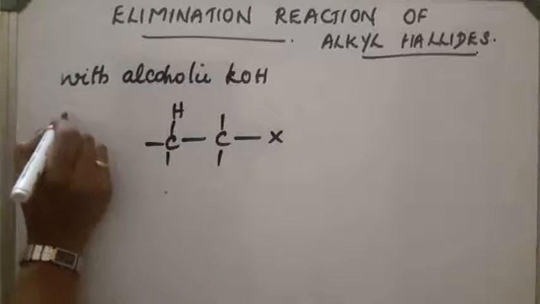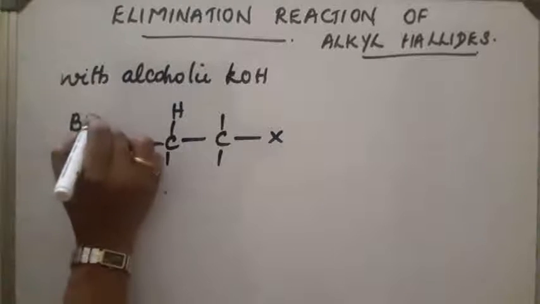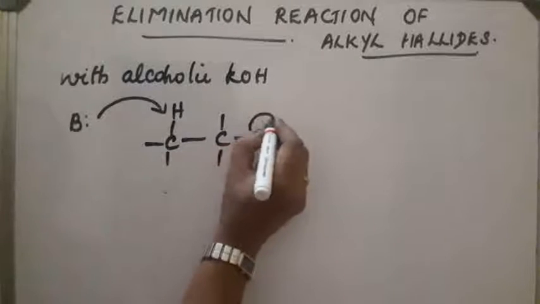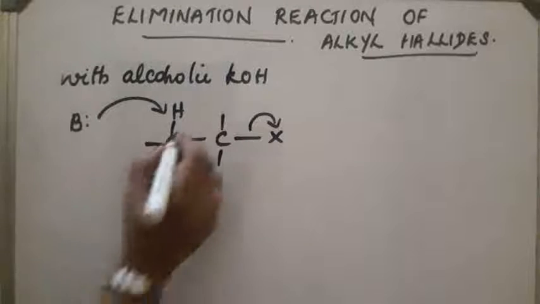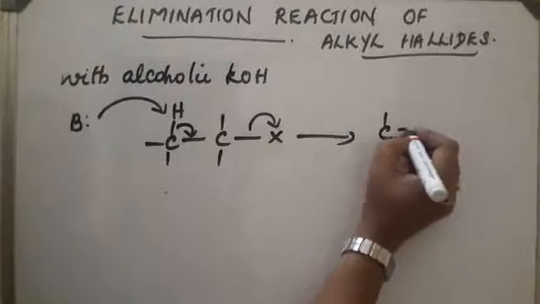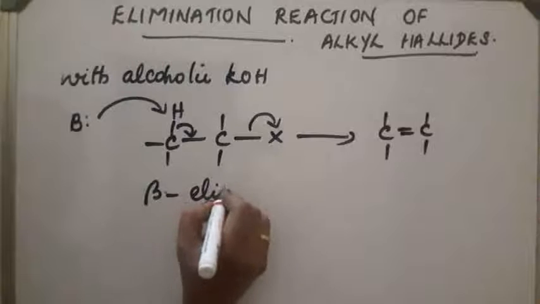So KOH, the base, on reaction with this haloalkane, what will happen? The bond will break, and this bond will move towards here. So an alkene will be obtained, with a C double bond C. Since the beta hydrogen atom is removed from the haloalkane, this reaction is also called beta elimination reaction.